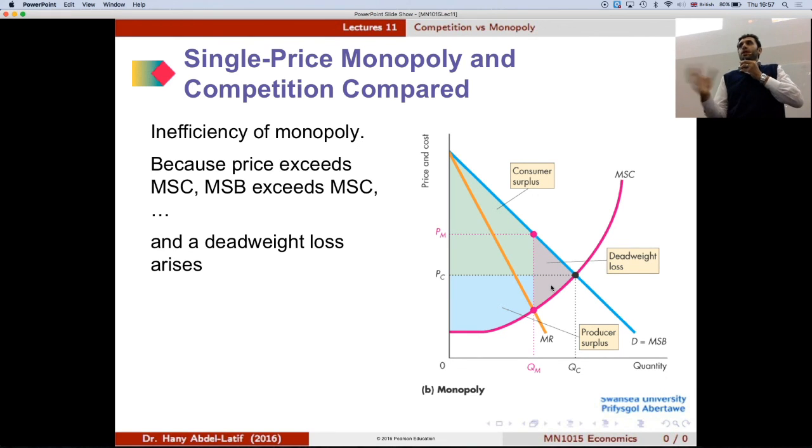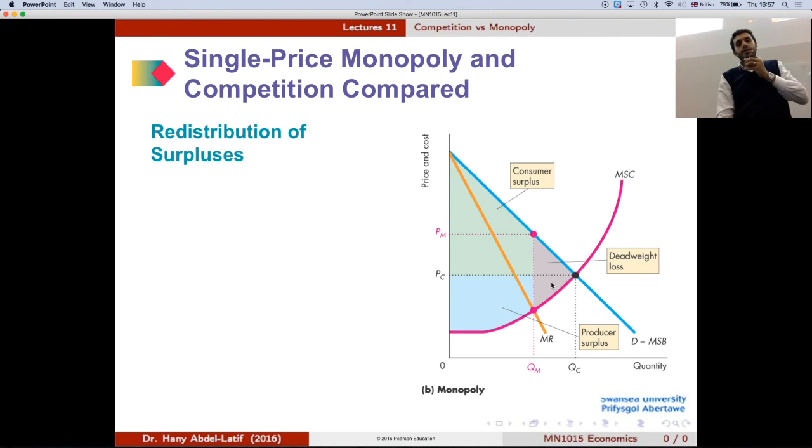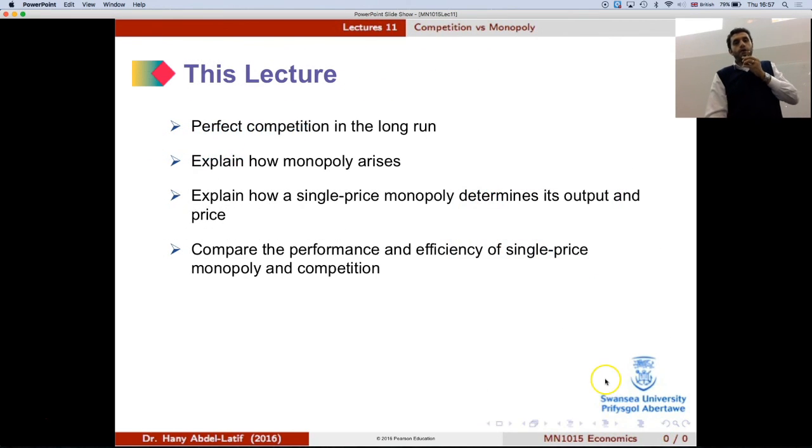So let me just sum up the last point when we compare competition and monopoly. With monopoly, they produce less and charge more. So they charge higher prices and produce less. So what happened to the surplus? First of all, we have the deadweight loss, which means this is an area that we, the whole society, lose. And also there is a redistribution of the surplus from consumers to the monopolists. And that is the main point here. Okay? I hope this is clear.